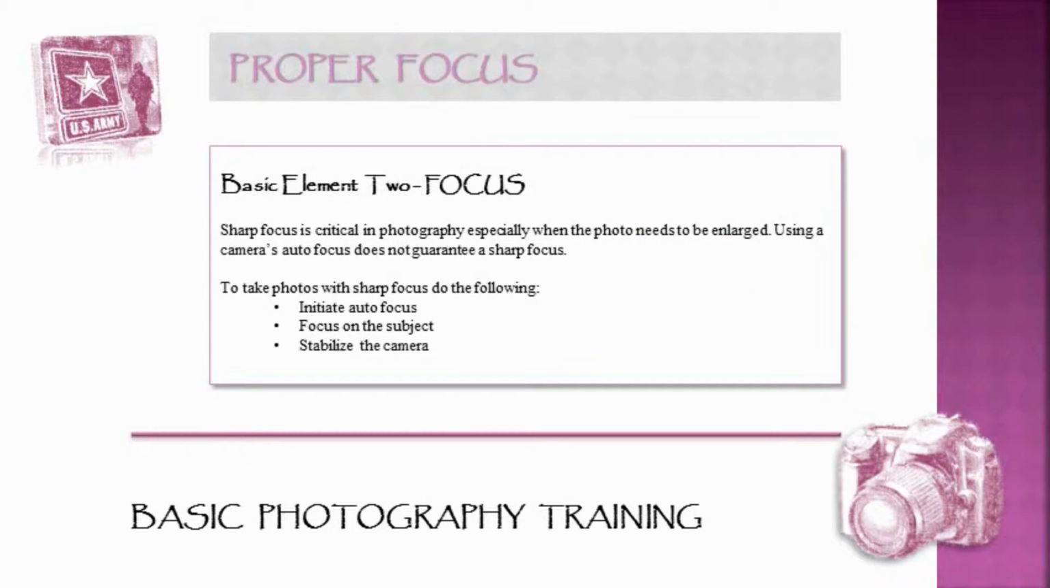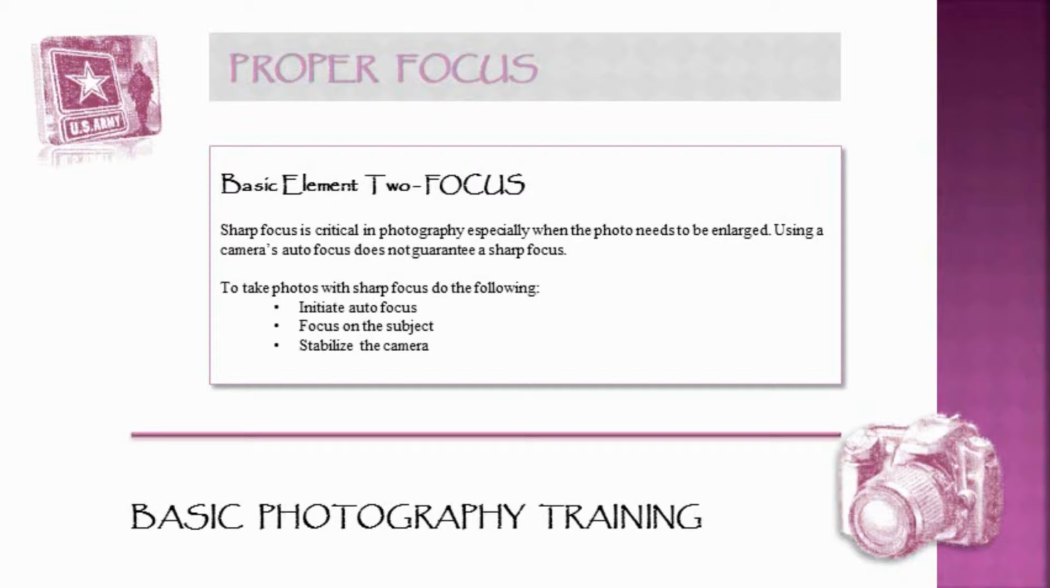The second basic element in photography is focus. Sharp focus is critical in photography, especially when the photo may need to be enlarged. Using a camera's autofocus does not guarantee a sharp focus. A slightly out of focus photo may be okay for social media, but not for the recruiter journal and/or printed materials such as newspapers, flyers, banners, and signs.